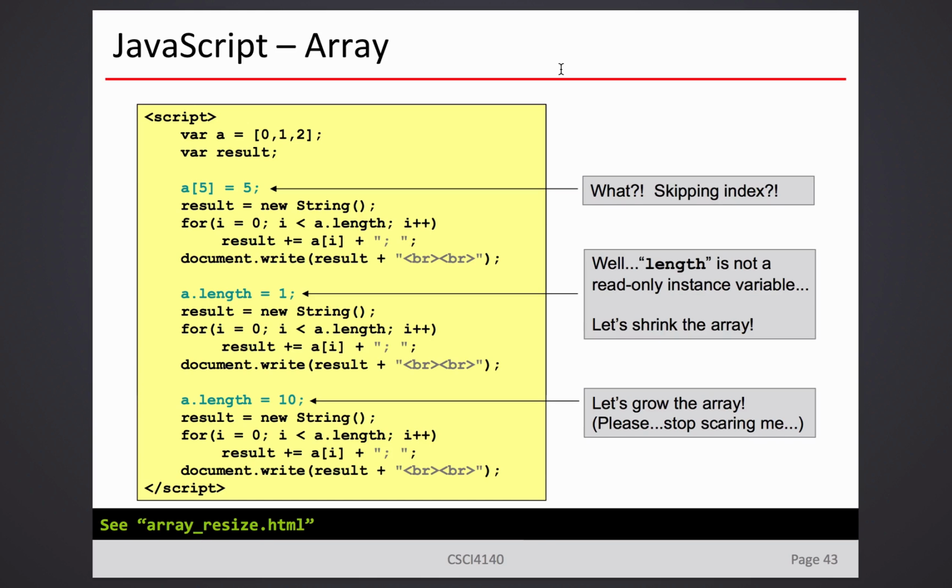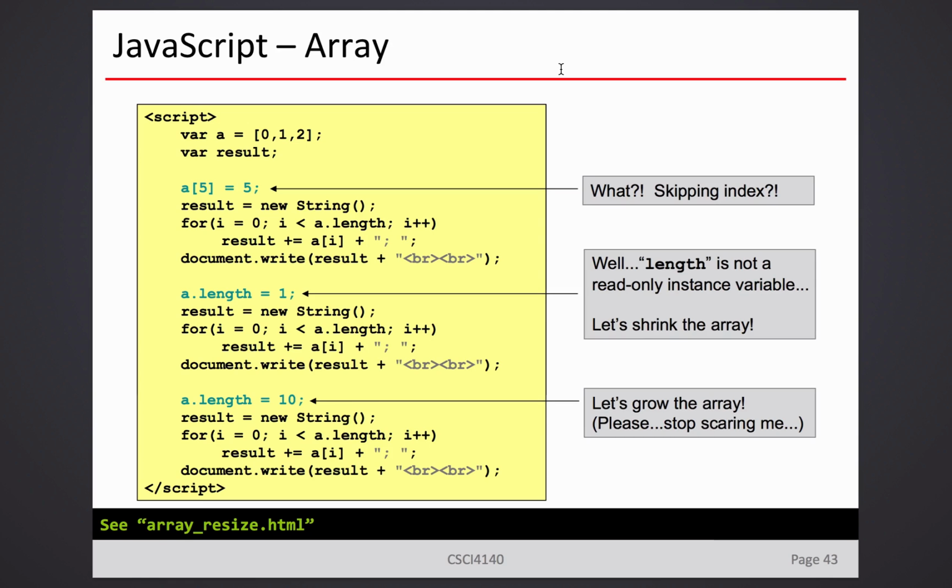Suppose that we have 3 slots for an array. And now I say I want it to expand to 6 slots and assign the 6th slot, that is index number 5, with the value 5. Is it doable? In Java, no, you will get an array index out of bounds exception. In C, maybe yes, maybe no, it depends.